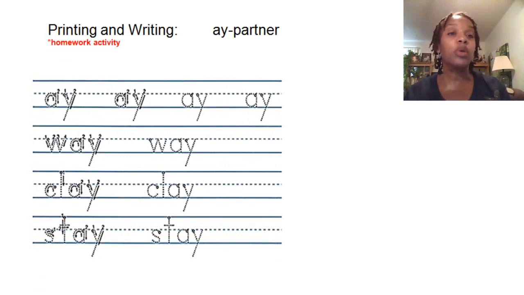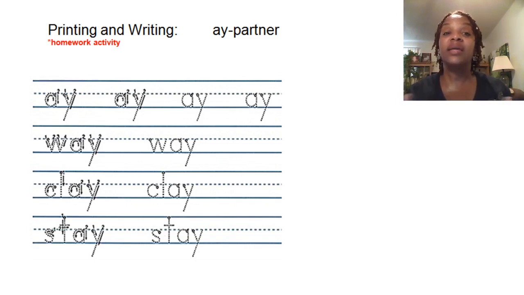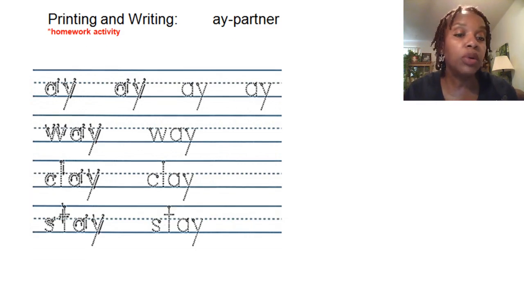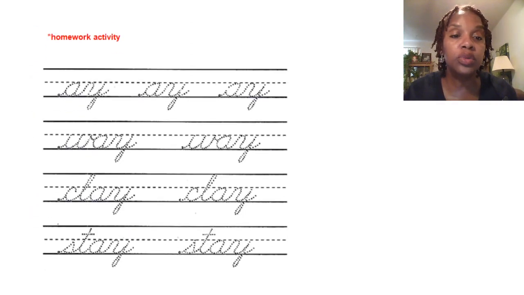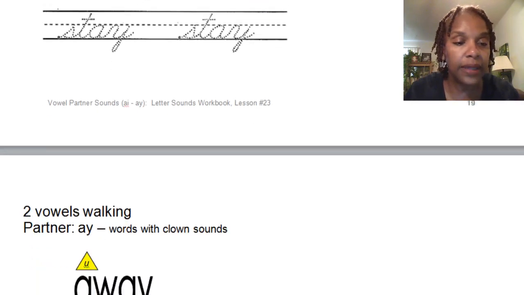This is also a part of your homework, where you're going to write the words featuring the two vowel walking partners A, Y. You're going to write the partner sound, trace it, and you're also going to write the three words that feature the partner sound. Again, this particular part of your homework is for all three levels. But for my levels 2 and 3, you're going to do the same thing again. This time you're going to write it in cursive. Good job, good job, good job.